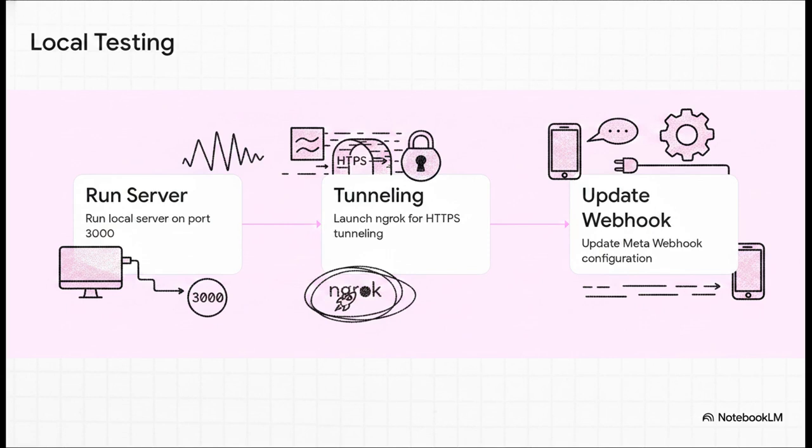To actually receive messages while testing all this on your computer, we have to navigate one tiny hurdle. Meta absolutely requires a secure HTTPS connection to send you live messages, but your local computer only runs on HTTP. The workaround is a brilliant tunneling tool called ngrok. You just launch your local server on port 3000, start ngrok to expose that port to the internet with a secure HTTPS URL, and then paste that exact secure URL directly into Meta's webhook settings. Instantly, messages will start flowing from WhatsApp right to your local screen.